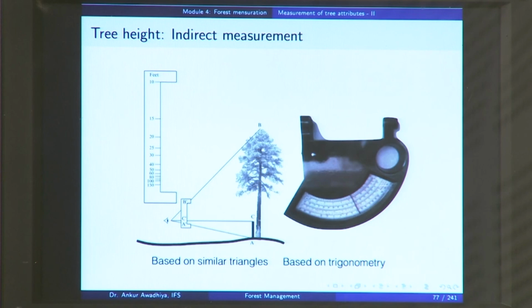So, another way of measuring the height is known as an indirect measurement. In the case of an indirect measurement, you can make use of two principles. You can do a measurement based on similar triangles, or you can do a measurement based on trigonometry. You are not measuring the height directly, you are not putting an instrument till you reach the top of the tree, but you are standing at a distance from the tree and making use of mathematical relations to get an idea of the height of the tree.